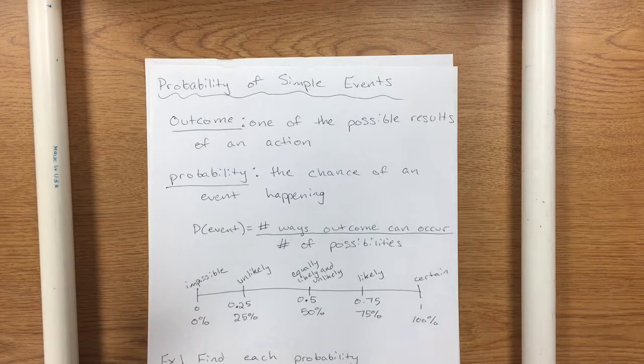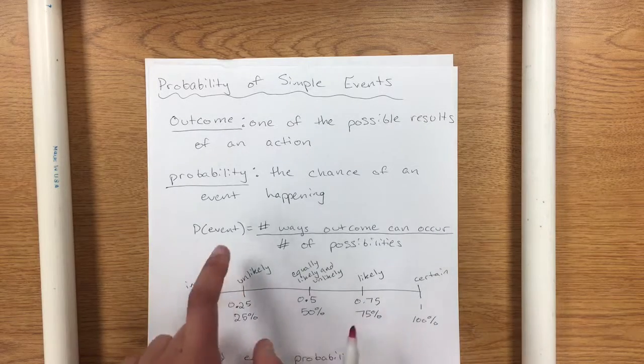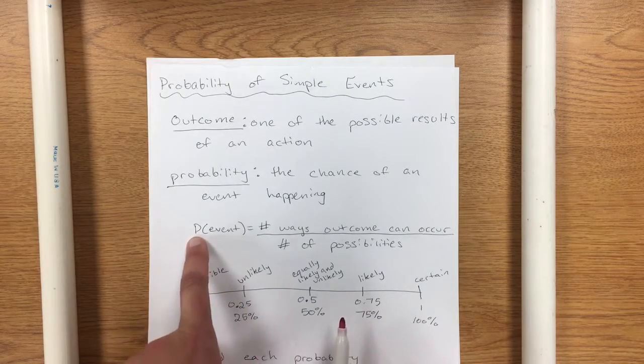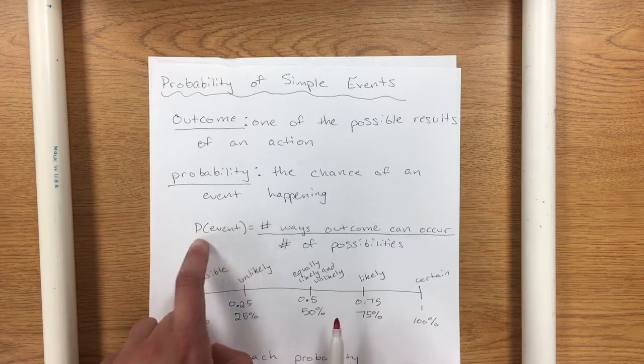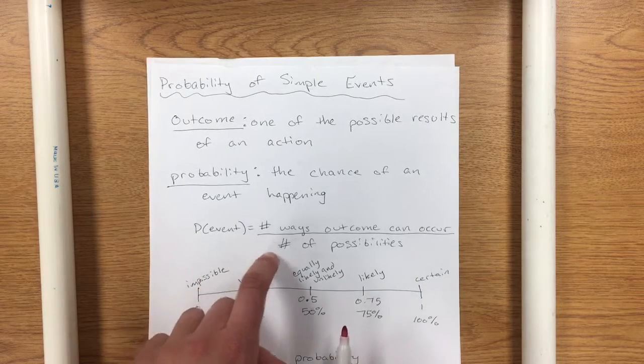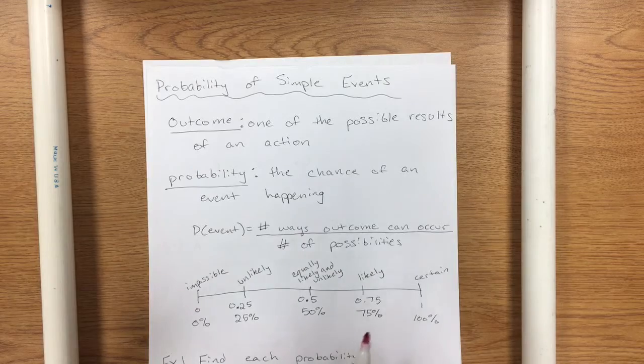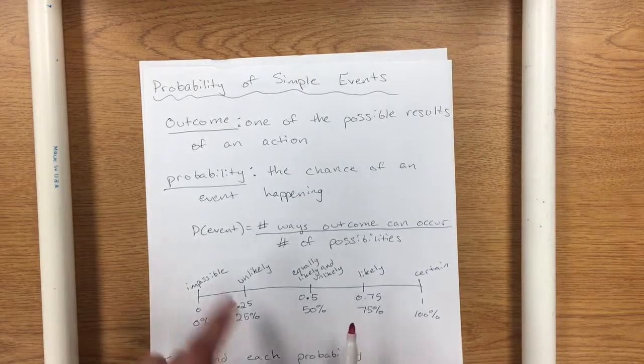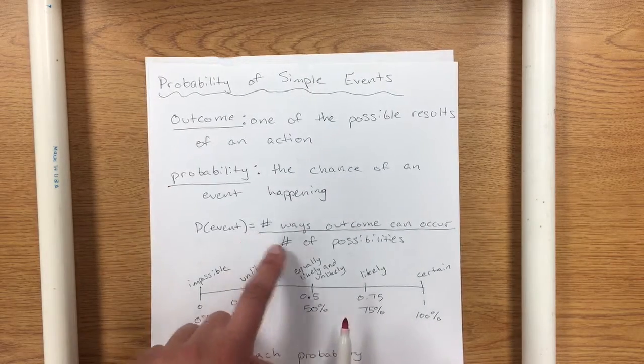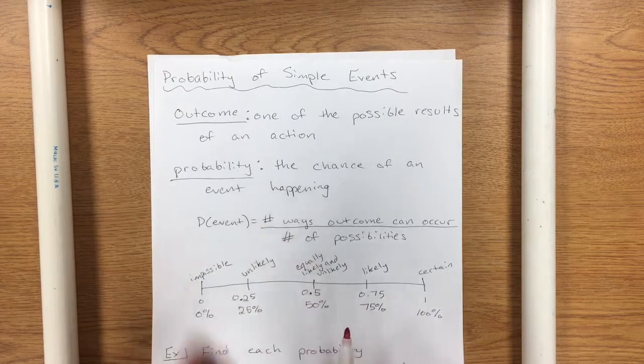So our second word is probability. This whole unit's going to be about probability, so this is a very important word to know. So probability is the chance of an event happening. And for our equation for finding probability, we use this P to denote probability. So we say the probability of an event equals the number of ways outcomes can occur, so outcomes, remember that's one of our words, over the total number of possibilities.